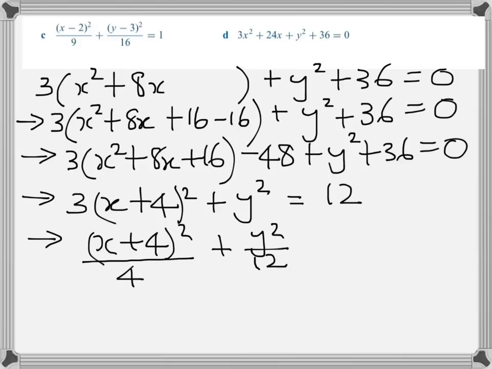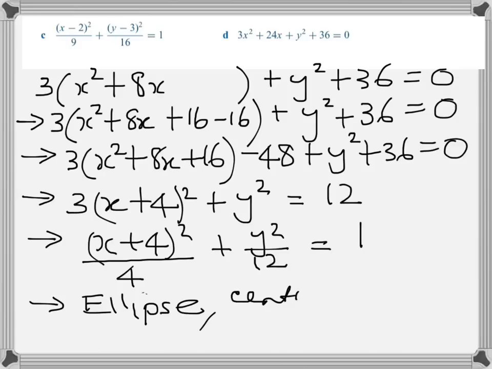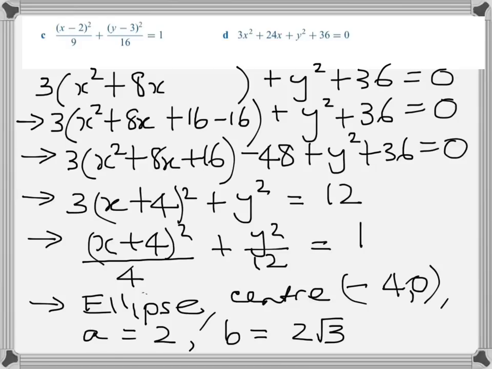And now we can see what we're doing, okay? So, you tell me, what is the centre? Did I hear you say negative 4 and 0? Yes. What is the A term? Yes, it's 2. And what is the B term? Yes, it's root 12, or 2 root 3. That's what that comes to, and that's what we got.